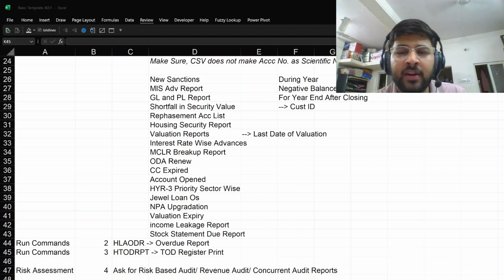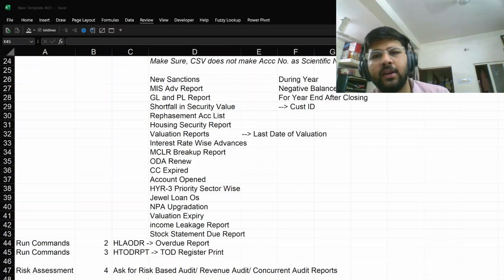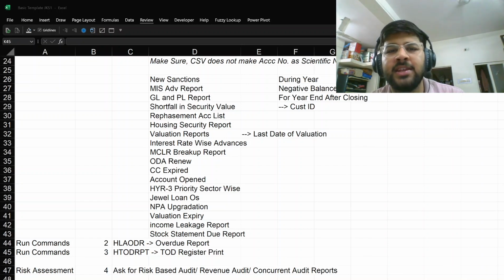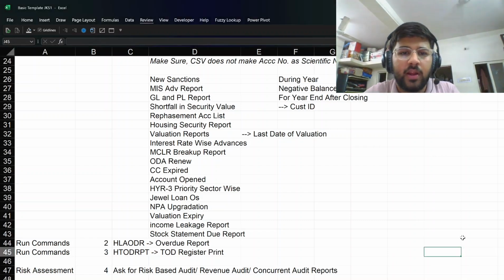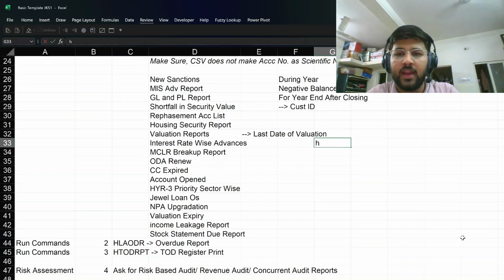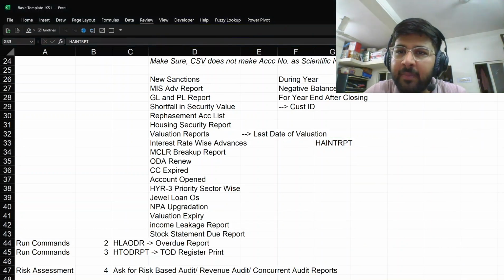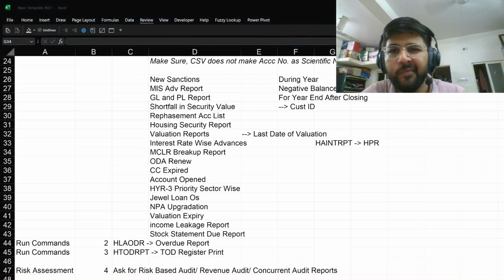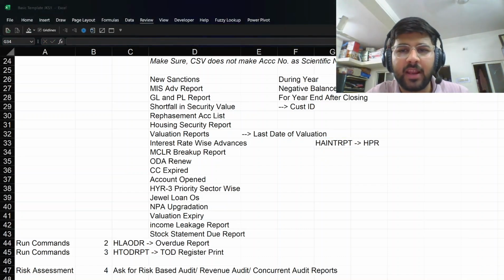You can also do interest rate wise advances for multiple days, similar to SMA. You can generate for 12 months, and you can identify if there has been any change in the interest rate explicitly, like if there has been a 5% change in the history of interest. You can also use a command called HAINT RPT. This gives you the interest rate application report, and to print it you need to go for HPR. All right, and then there is this report called the MCLR breakup report.